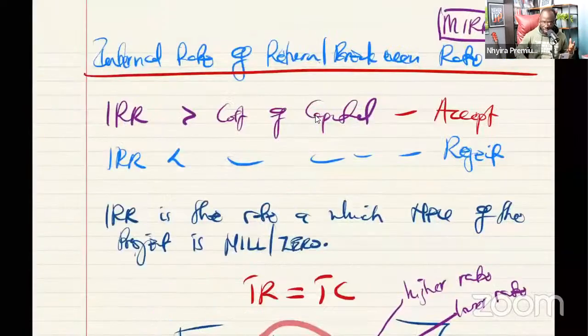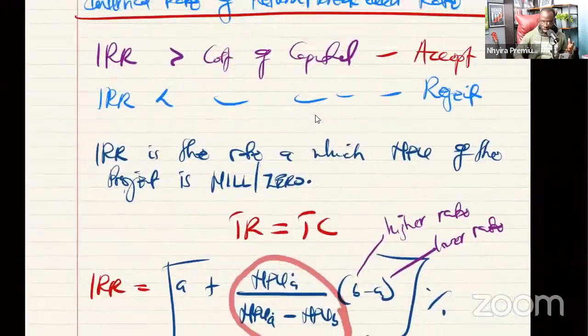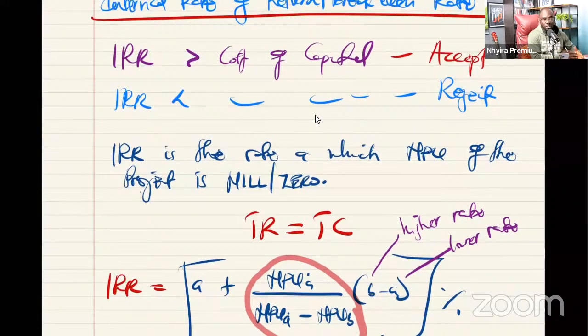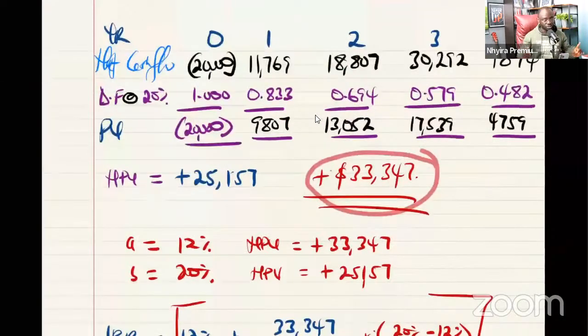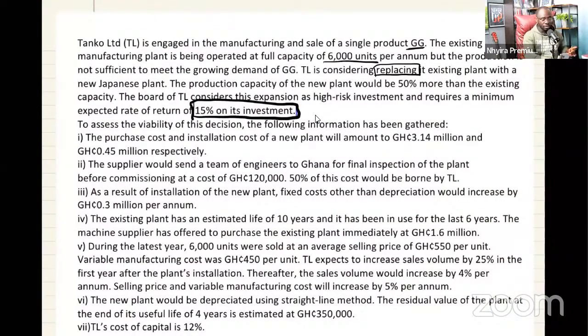Remember the rule we established under internal rate of return. We said we will compare the internal rate of return with the entity's cost of capital. And if it happens that the entity's cost of capital is greater than the internal rate of return, then we reject the project. But if the internal rate of return is rather greater than the cost of capital of the entity, then we accept the project. So the minimum rate that the entity is going to be accepting is 15%. That's very important. So let's go.